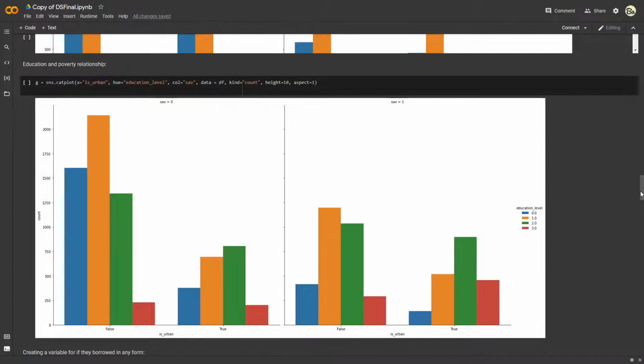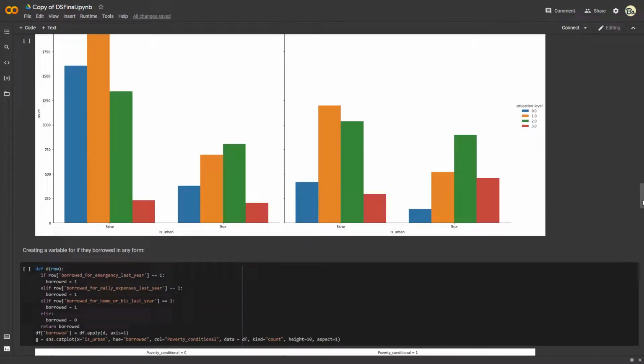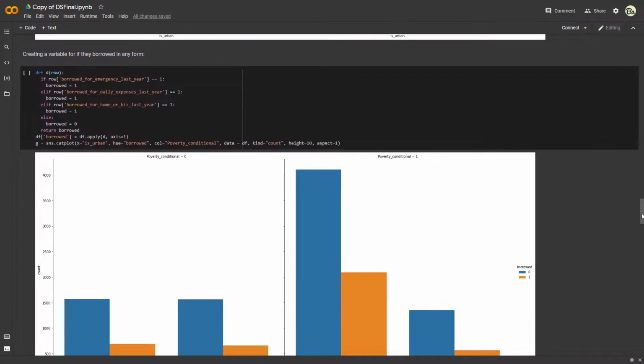And here it determines what kind of education level matters, like higher education seems very likely to have low poverty levels and high non-poverty levels. As you can see, people who have a low education level are mostly poor, and people who have a higher education level are mostly rich, with some exceptions as always.